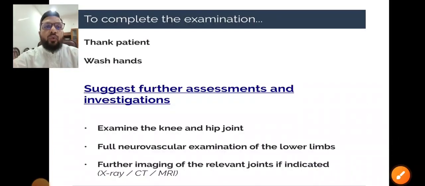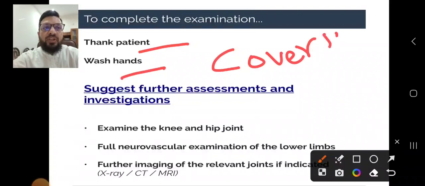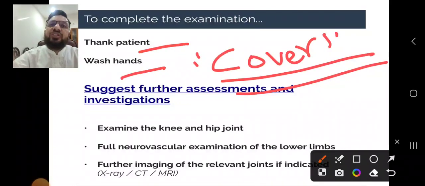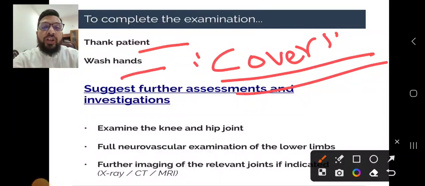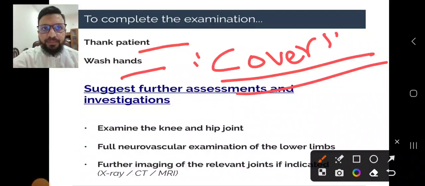And then at the end you will thank the patient, you will wash your hands, and don't forget to cover the patient. I will say, okay, you can cover, and do you need my help to cover you, okay? But in the exam, most of the time the patient does not need to be covered. They will not ask you to cover. And second, the patient will already be exposed most of the time, but may be covered.